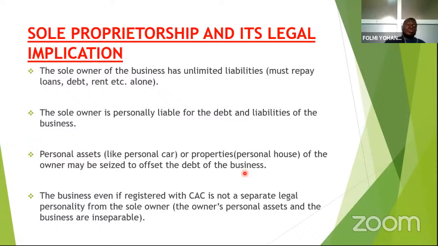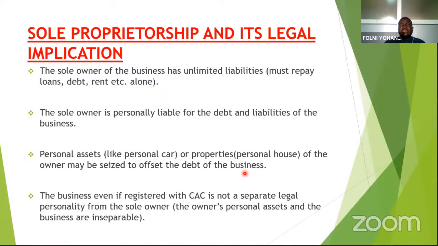As the name implies, sole proprietorship, you are the sole owner of the business. You own the business alone. You take decisions alone. You spend the profit alone. If you like, you can even spend the capital. You take decision. If you die, the business dies with you. So that's one of the implications of running a sole proprietorship. And when you borrow money from any financial institution, your liabilities are unlimited, in the sense that if you borrow money, the financial institution can come after you personally liable for the debt and liabilities of the business.